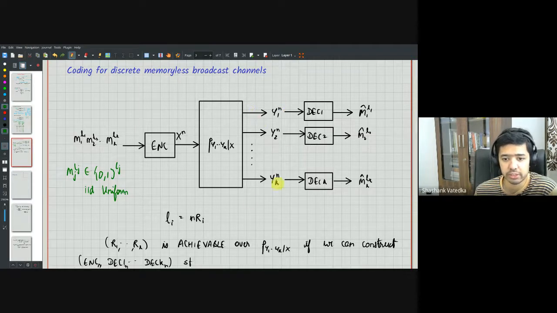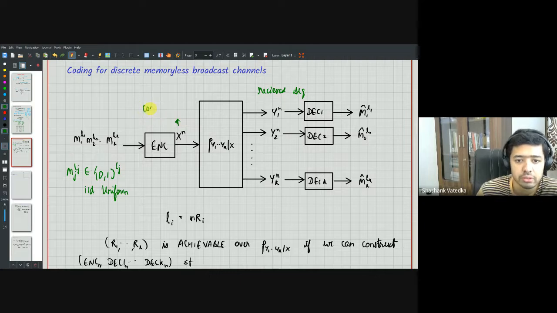And of course we are given this channel, so we can't play around with the channel anymore. So the goal is to design these encoders and decoders. The encoder takes this sequence of messages and outputs a single code word. You can only use the channel n times. You can transmit only n symbols across the channel, and each of the receivers sees a sequence of n symbols, which are the received sequences. This is what we call the code word.